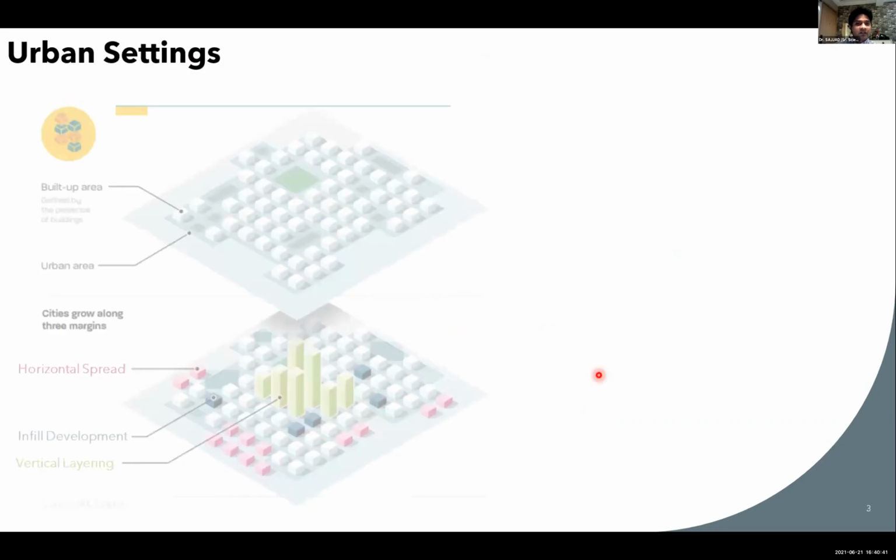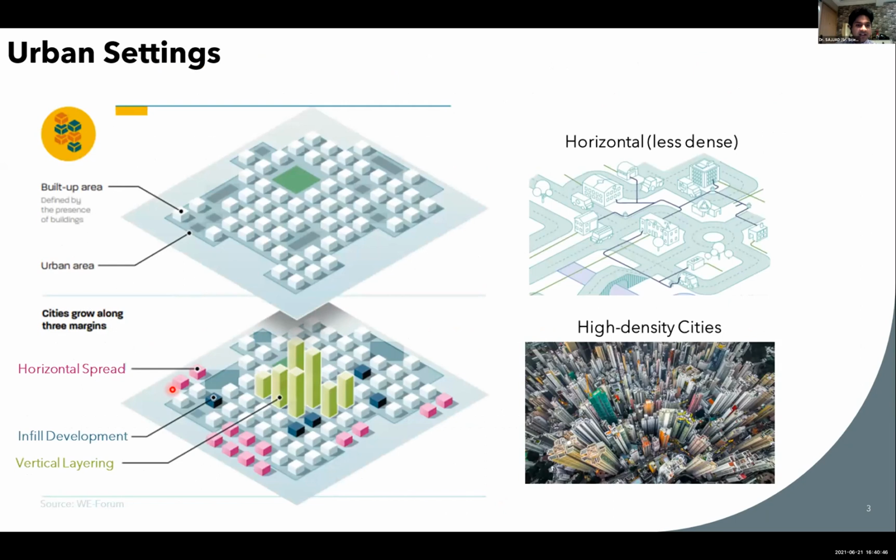So when we talk about the urban setting, if we just look at an urban area, we can see that there are different types of spread within the city. For example, it could be a horizontal spread where the cities are just spread out horizontally, it could be an infill development, or it could be a vertical area. And this gives us two types of urban areas: one is less dense, the horizontal one, and the other one is high density.